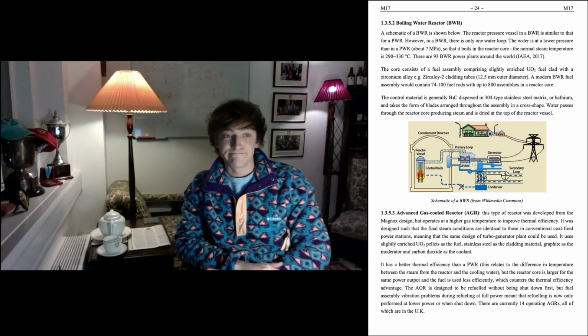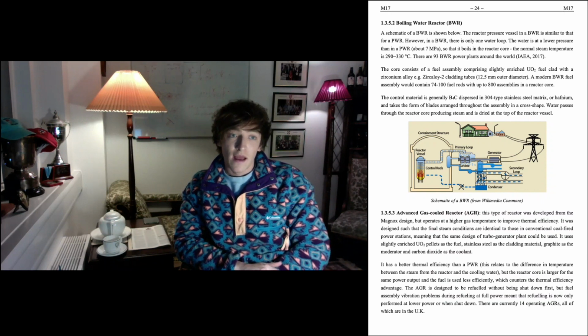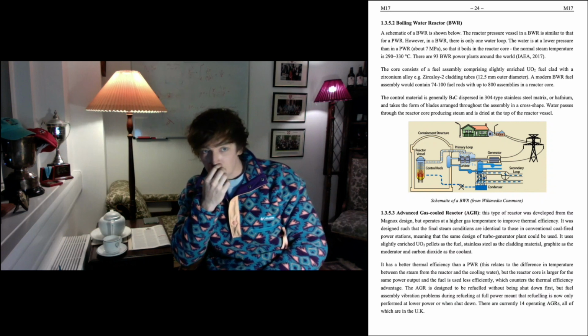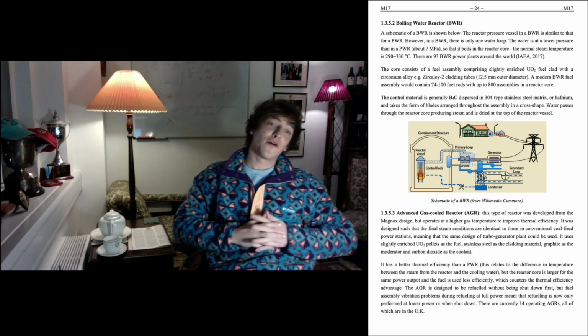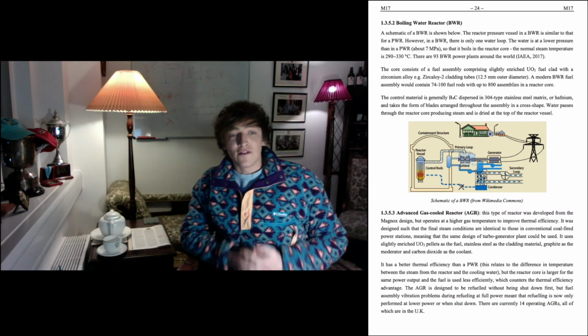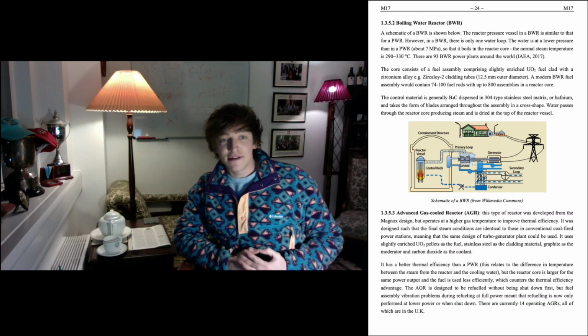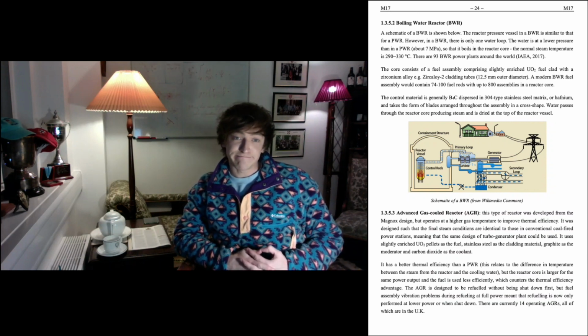So that's PWRs and BWRs. But you might be thinking, well, Magnox, you said the last one ended in 2015. Well, did CO2 coolant die with the Magnox? No.